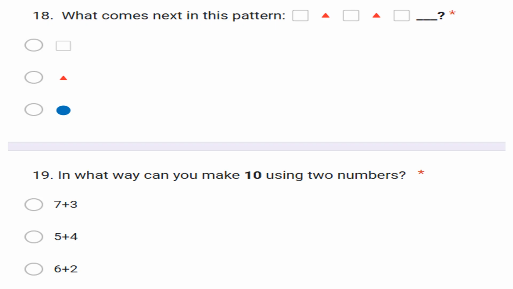Number 19. In what way can you make 10 using two numbers? Is it 7 plus 3, 5 plus 4, or 6 plus 2? Try to think of it.